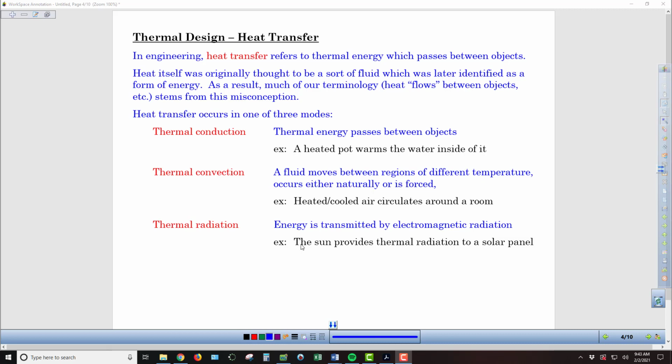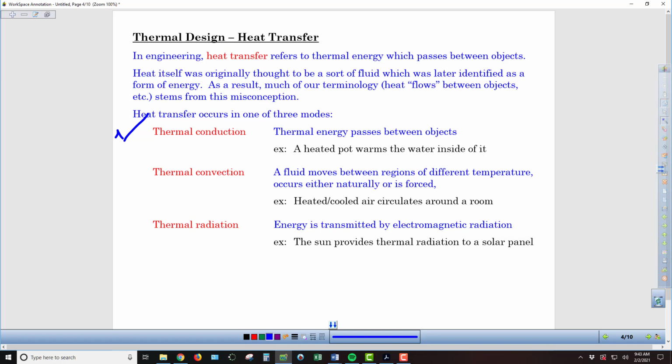Now, there are three types of heat transfer that we'll take a look at. The first is thermal conduction. So this is where the energy passes through a solid, moving from the hot side to the cold side of the object. So if we think about a heated pot that warms the water on the inside, so you have the flame on one side or the heating element on one side of the pot, the water inside the other, so the heat flows through the walls of the pot and then warms the water.